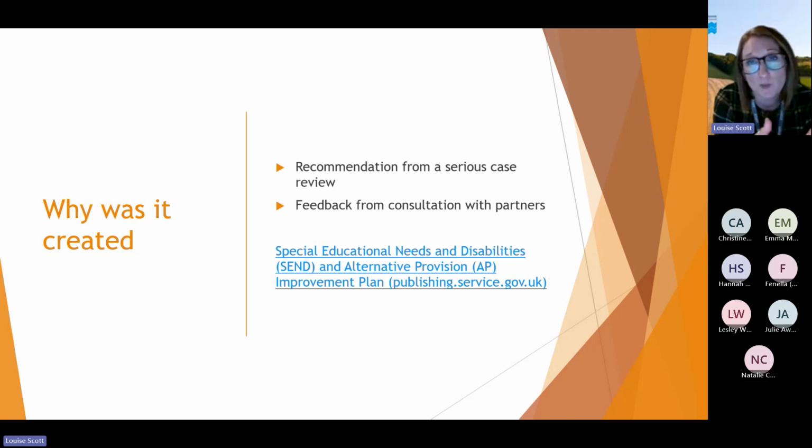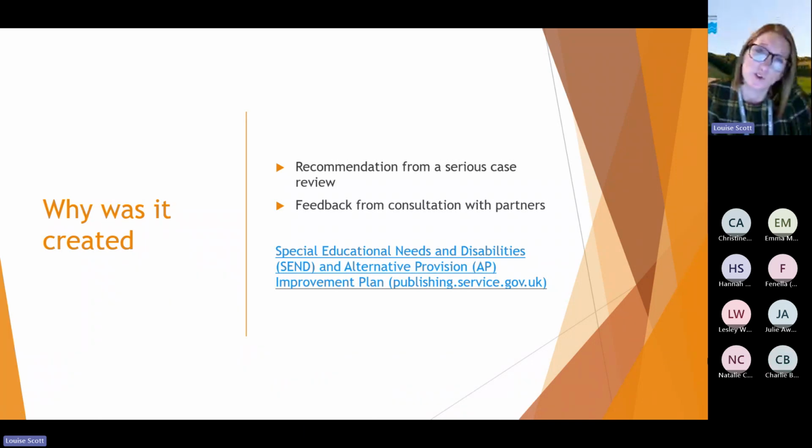And then feedback from consultation with partners. That happened in early 2020, when the feedback was, again, having a resource that can be used and easily accessed. One of the things that we had from the feedback was that it was easy to use, that it was a practical document. So we hope that that's what we have achieved.